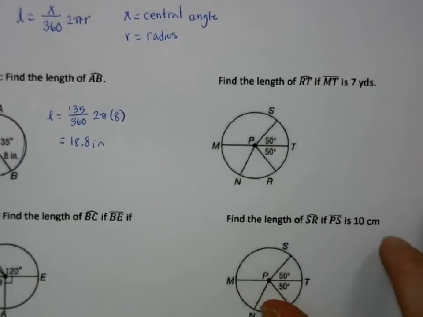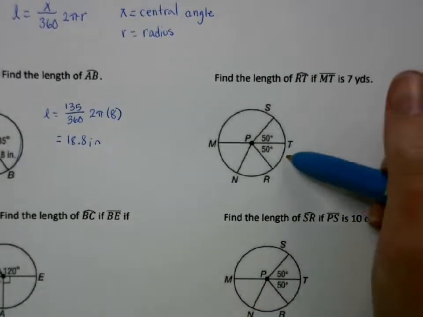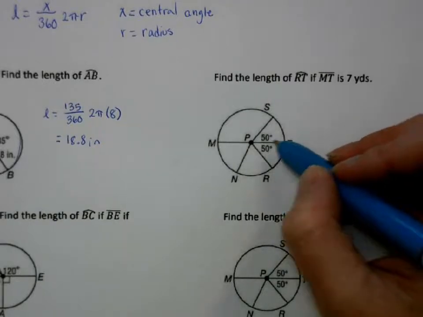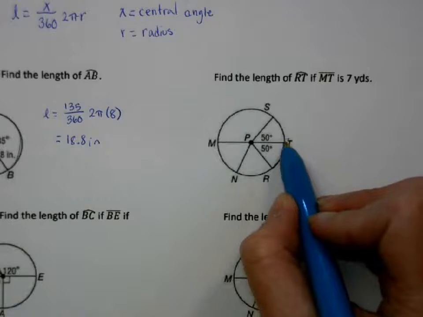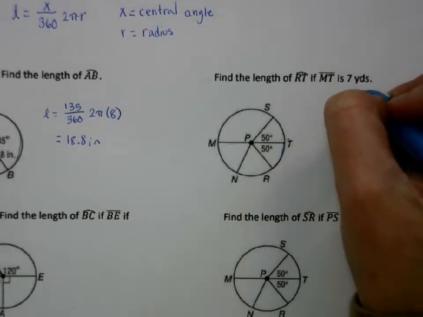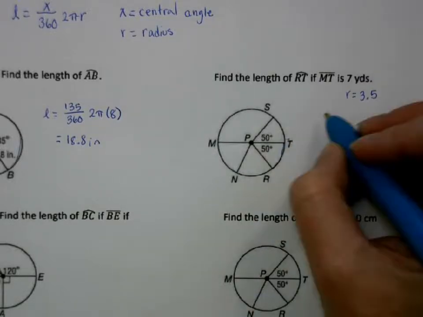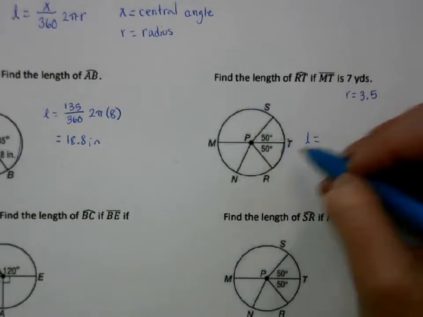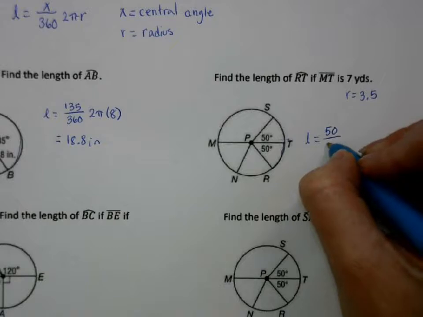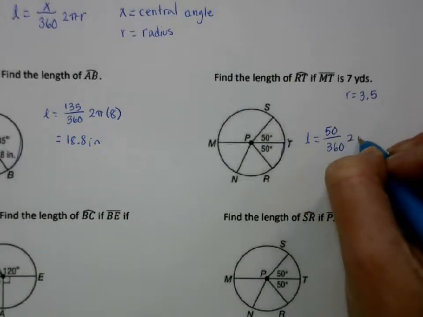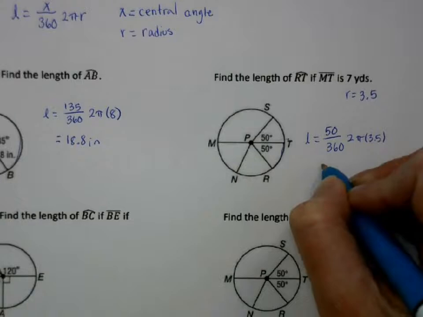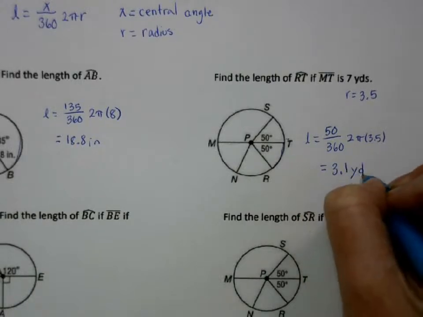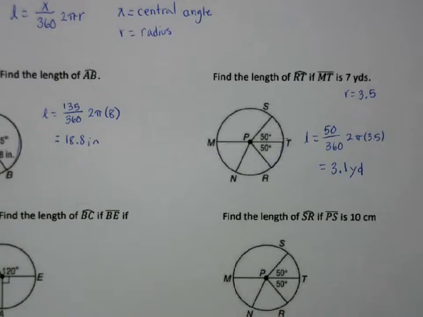Okay, let's do another one. We're going to find RT if MT is 7. Well, MT is the diameter, so that means my radius is 3.5. So the measure of our arc would be 50. The arc length is 50 divided by 360 times 2 pi times 3.5, which is 3.1, and this would be in yards. So you try the next two.